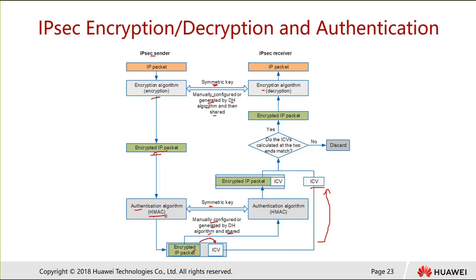Now when the sender receives the ICV, the hash value, the receiver will also perform a calculation on this encrypted packet to try to retrieve the ICV, and if the ICV values match, then it shows that the packet has not been tampered with. Okay, so do the ICV values calculated at the two ends match? If yes, then they will start to decrypt the packet. Okay, this is still an encrypted IP packet, but it has to go through the decryption engine in order to be decrypted and become a normal IP packet.